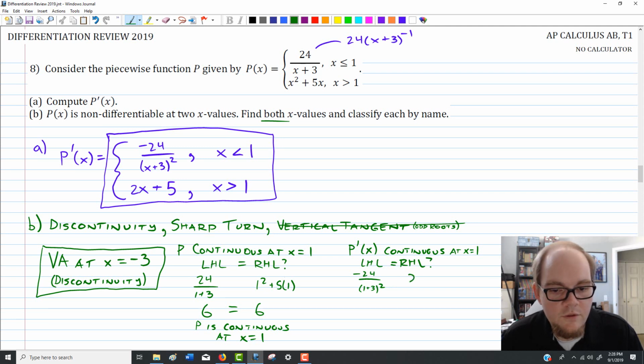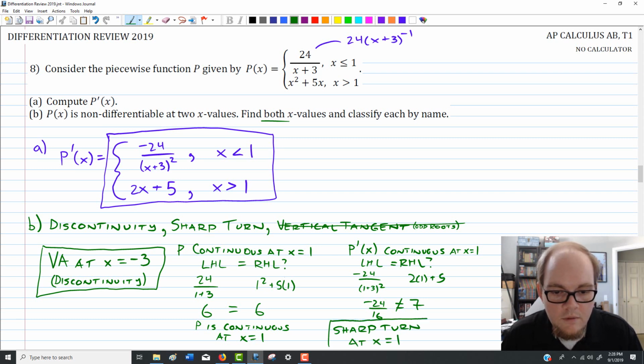And then we're going to compare that to 2 plus 5. So on the one hand, we get 7. On the other hand, we get negative 24 over 16. And I'm very certain that those two are not the same. So what that tells us, because the slopes were different, but the 2 points came together at the correct spot, in other words, if the function was continuous at x equals 1, that means we have a sharp turn at x equals 1. And we now have our second non-differentiable point.